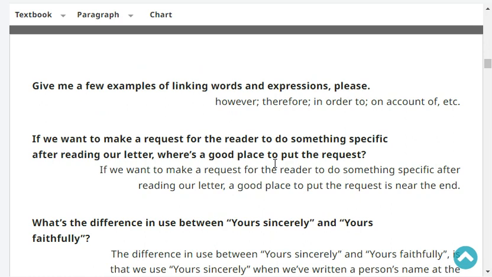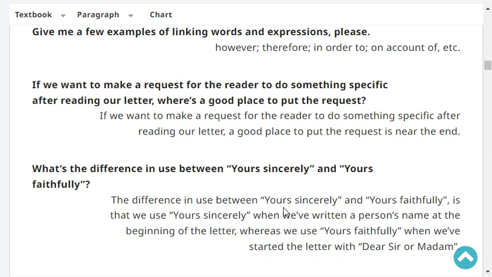If we want to make a request for the reader to do something specific after reading our letter, where's a good place to put the request? A good place to put the request is near the end. Very good.